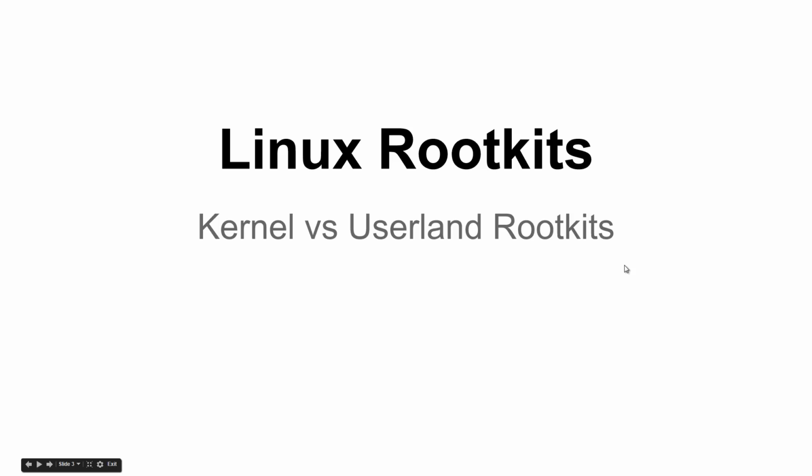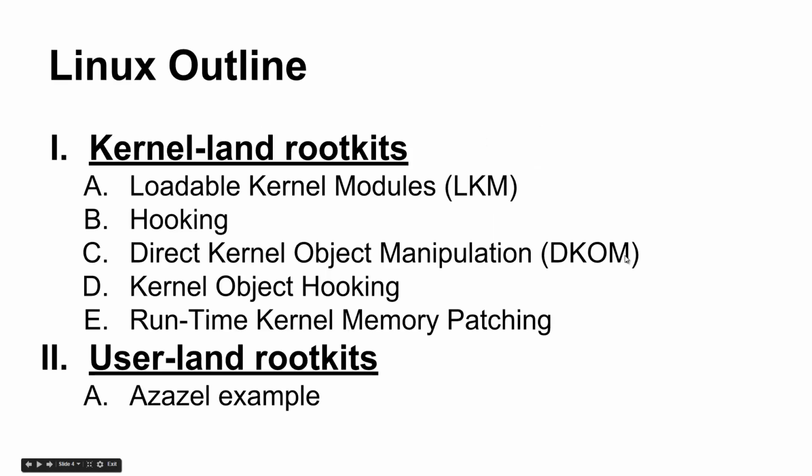We're first going to cover Linux rootkits and go into the difference between kernel land and user land rootkits. Then after that, we're going to go into Windows land. So here are the ways to deploy a rootkit in kernel land that we're going to cover. Loadable kernel modules, which is the official sanctioned way of doing kernel development. Hooking, DKOM (direct kernel object manipulation), runtime patching, and then we're going to cover a user land rootkit with the source code for Azazel.